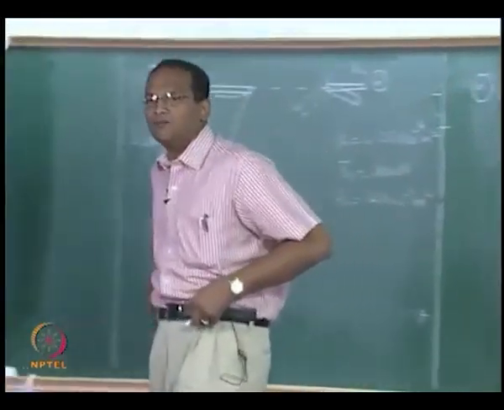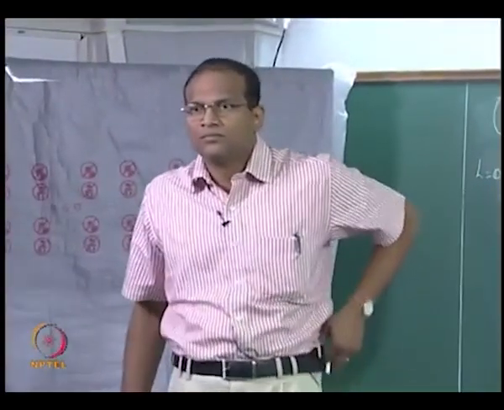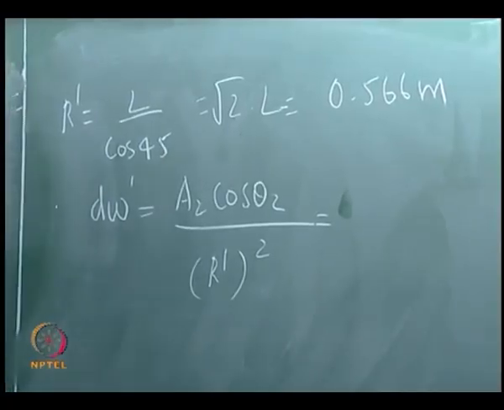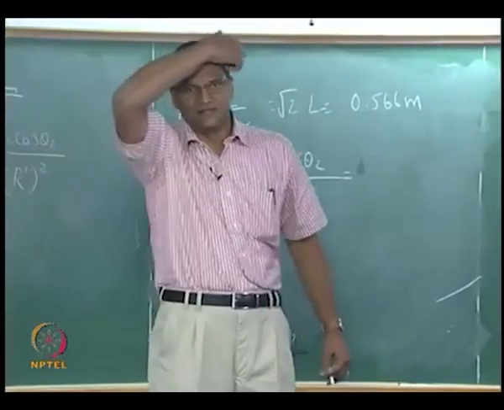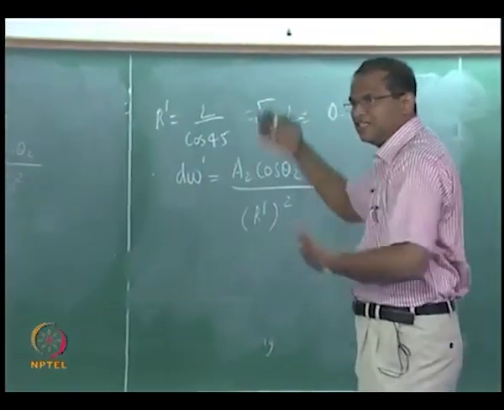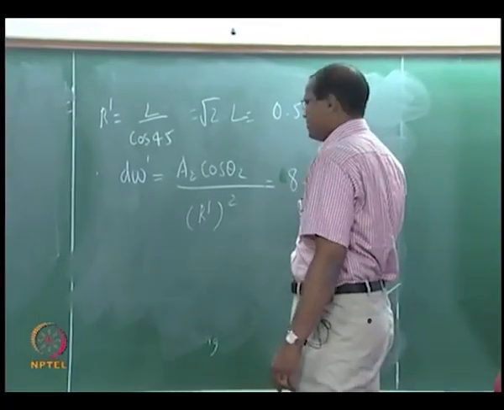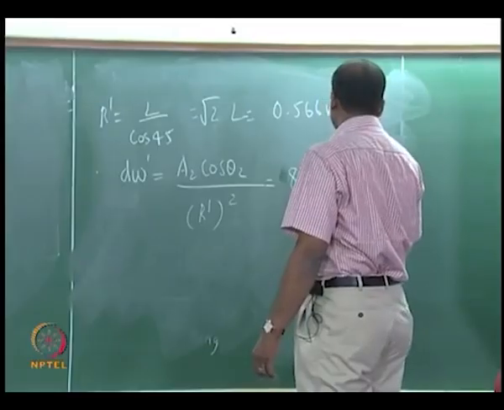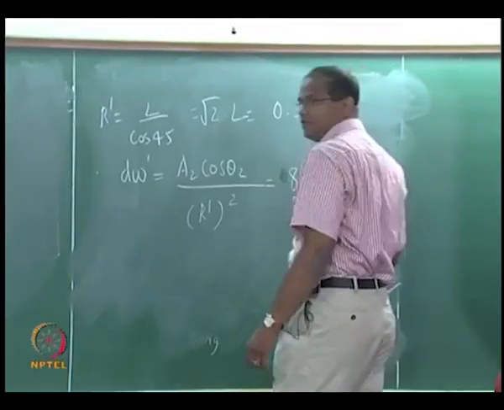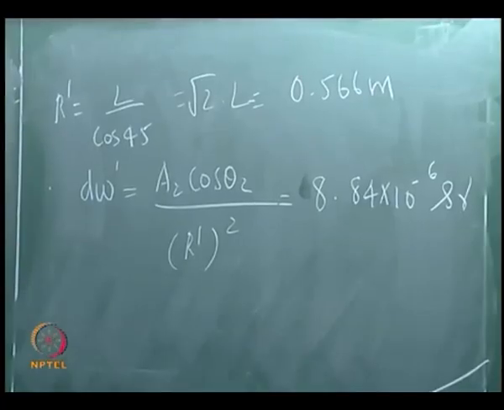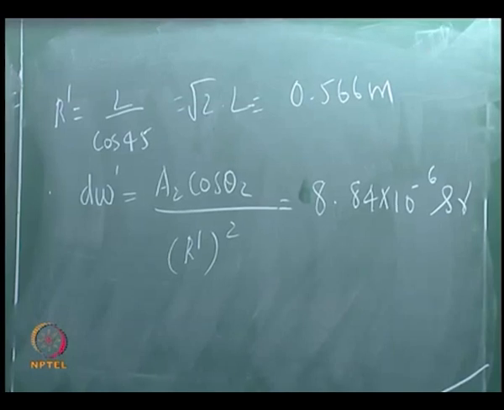I expect the solid angle to come down. Solid angle has to come down because it is seeing less and less of this, because the distance is increasing and the angle also changes. What is it, 8.4 into 10 to the minus 6 steradian. Rajesh, you are able to get it? Samarjit? Okay. Leo, you are able to get it?